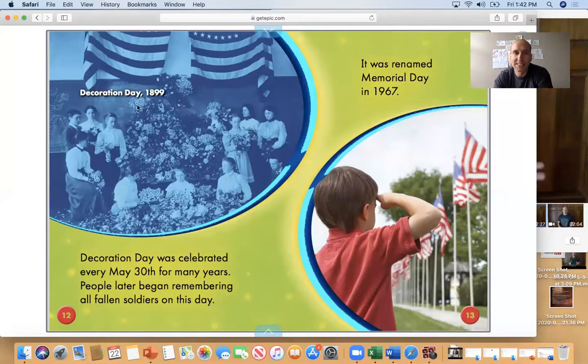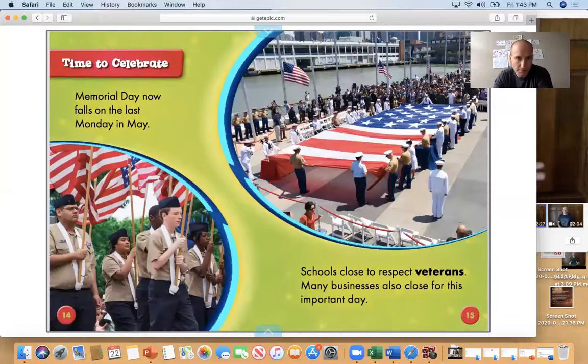Decoration Day, 1899. Decoration Day was celebrated every May 30th for many years. People later began remembering all the fallen soldiers on this day. It was renamed Memorial Day in 1967. Time to celebrate. Memorial Day now falls on the last Monday in May. Schools close to respect veterans. Many businesses also close for this important day.